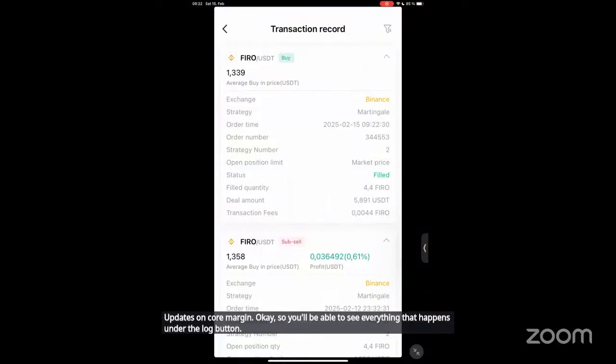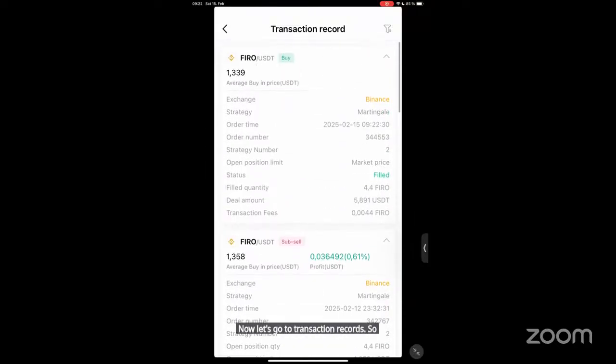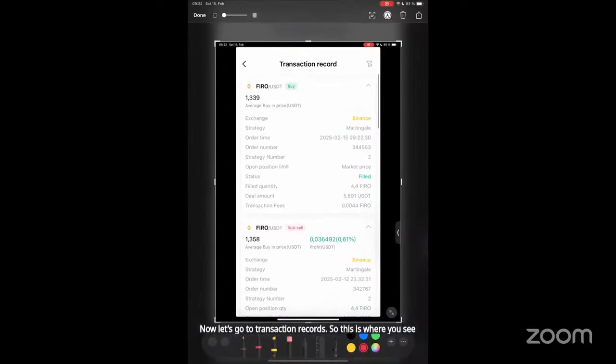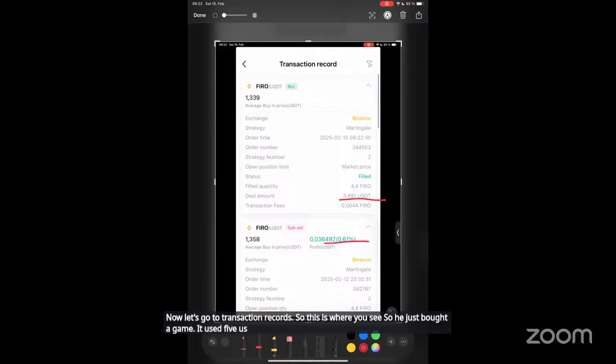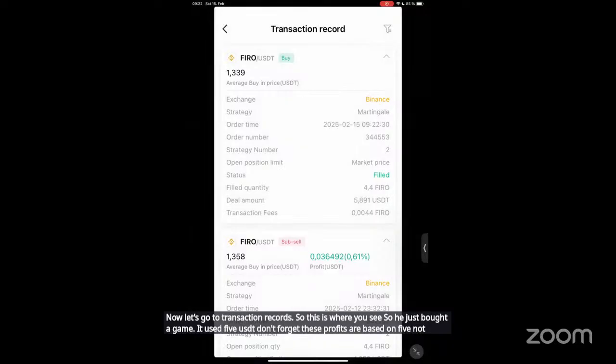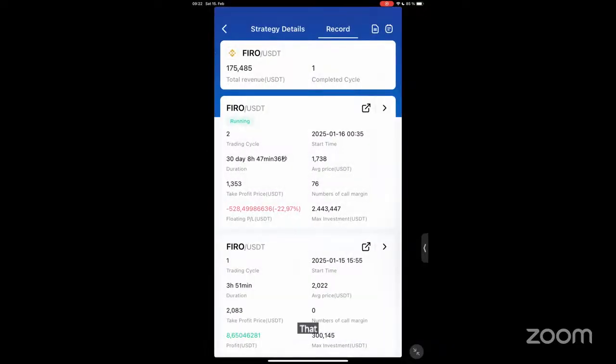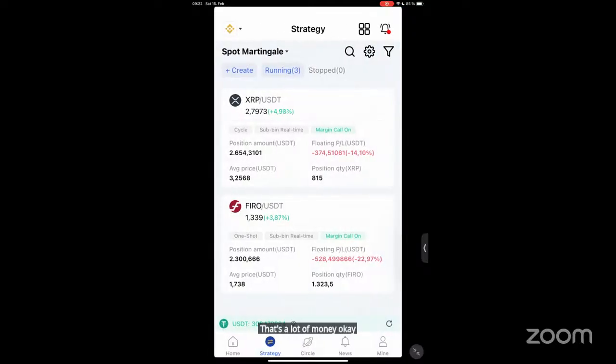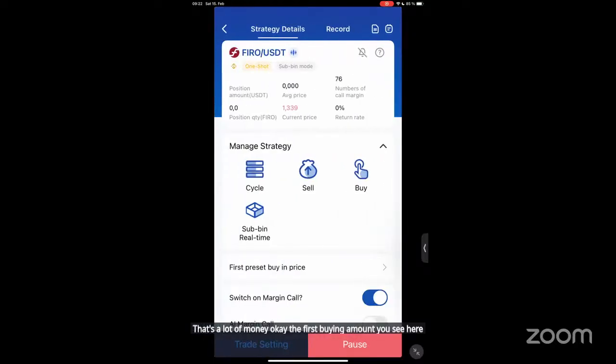Now let's go to transaction record. So this is where you see. So it just bought again. It used 5 USDT. Don't forget, these profits are based on 5, not 10, not 100. So imagine if it's 100 or 10 or 80 or 50, that's a lot of money. Okay. The first buying amount you see here is 5.